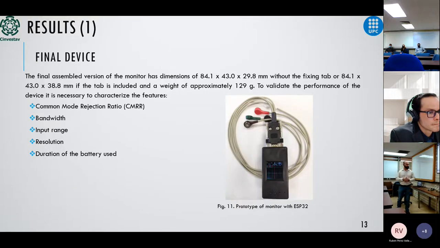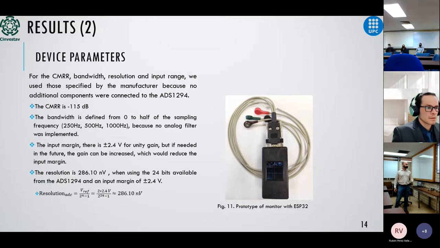Now, the final assembly has dimensions of 84 by 43 by 79 and a weight of approximately 129 grams. But to validate the performance of the device, it's necessary to characterize the parameters: common mode rejection, bandwidth, resolution, input range, and duration of the battery.